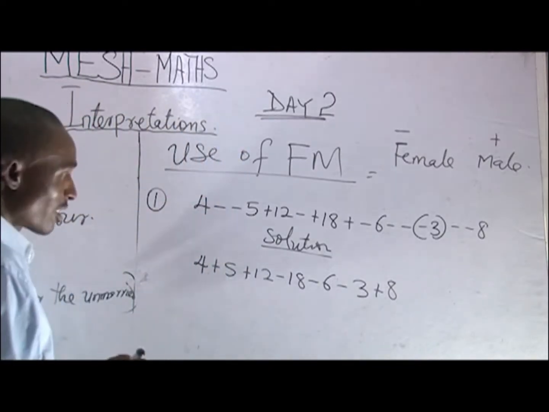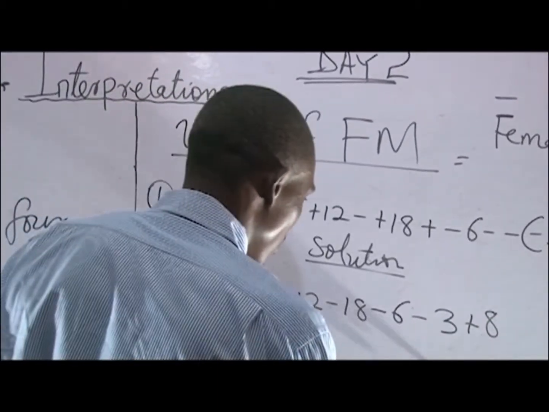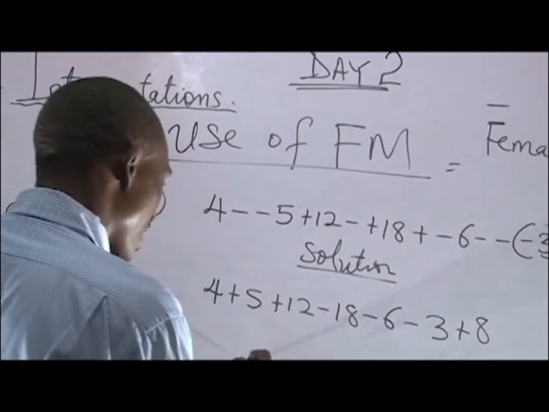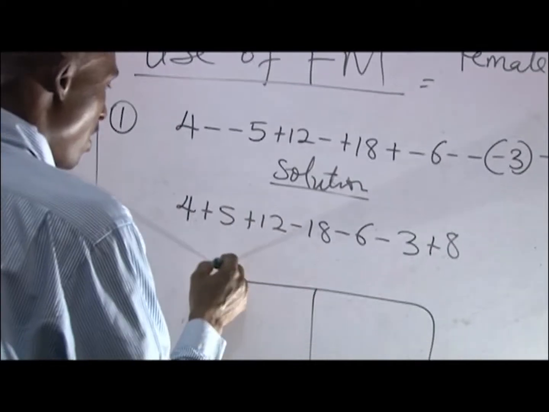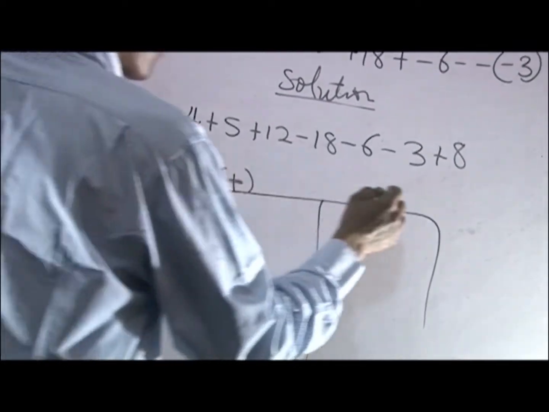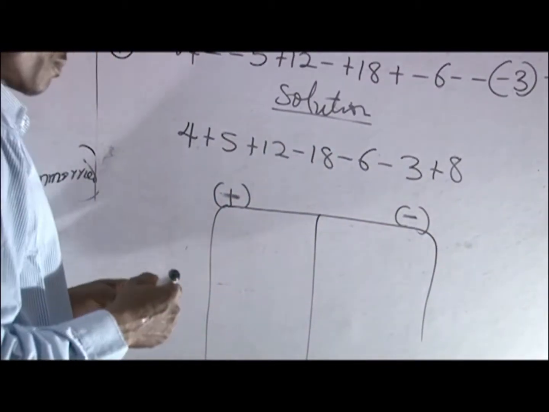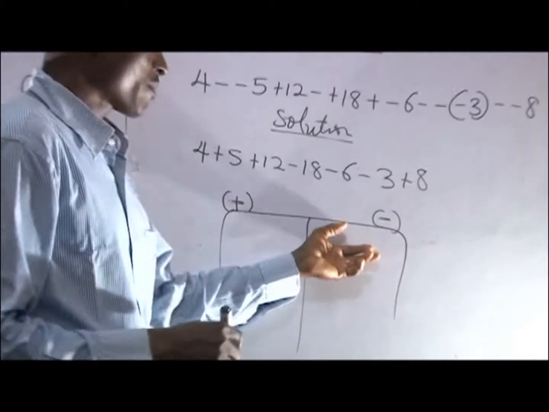So looking at this, I will have to build a house for them. Just 2 rooms. Don't make it more than that. One for the male, one for the female. So this is male apartment, this is female apartment.